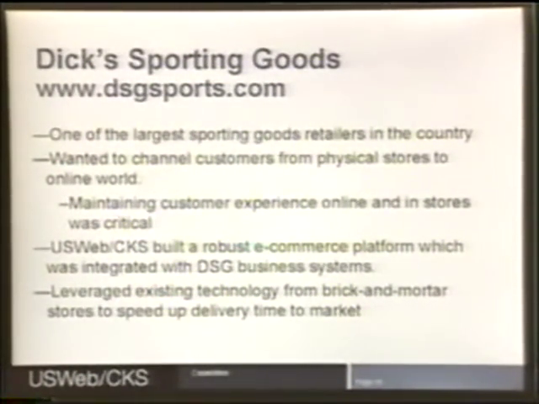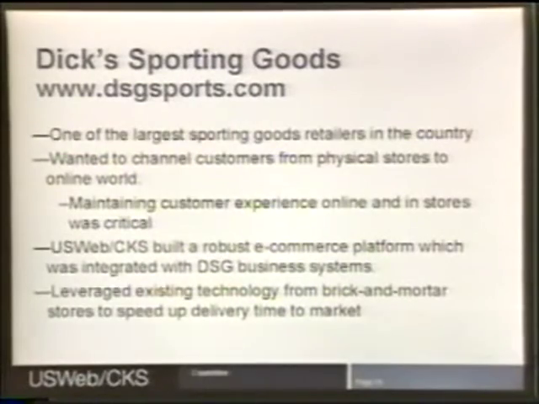In other words, what they wanted to do was make sure that they leveraged the brick-and-mortar business with this new instantiation of their business actually on the internet. We delivered a robust e-commerce platform which was integrated in with their existing systems. 90% of the e-commerce engagements that we do need to integrate with an existing order entry system, inventory system, or whatever it may be. We certainly don't rip and replace the current systems unless the ROI economics make sense. So again, looking at how we take that business online. We leveraged existing technology from brick and mortar stores, again, to speed the delivery time to market.